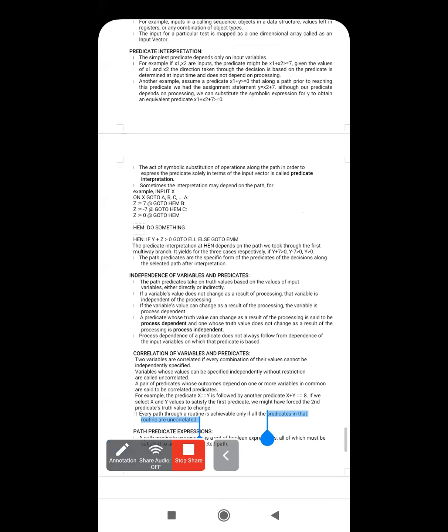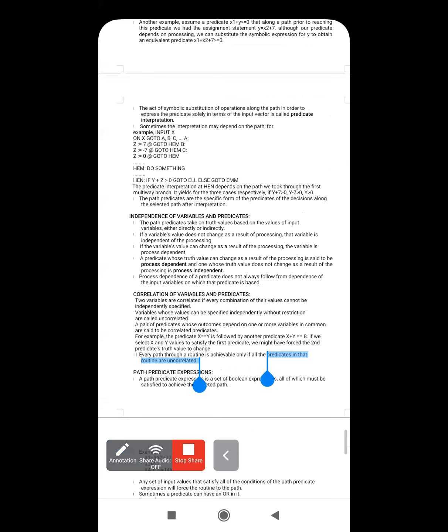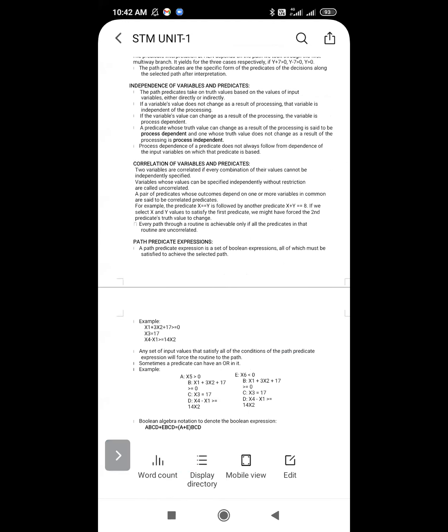Next one, independency of variables and predicates. Here, predicates whose truth value can change as a result of processing are said to be process dependent, and those whose truth value does not change as a result of the processing are process independent.